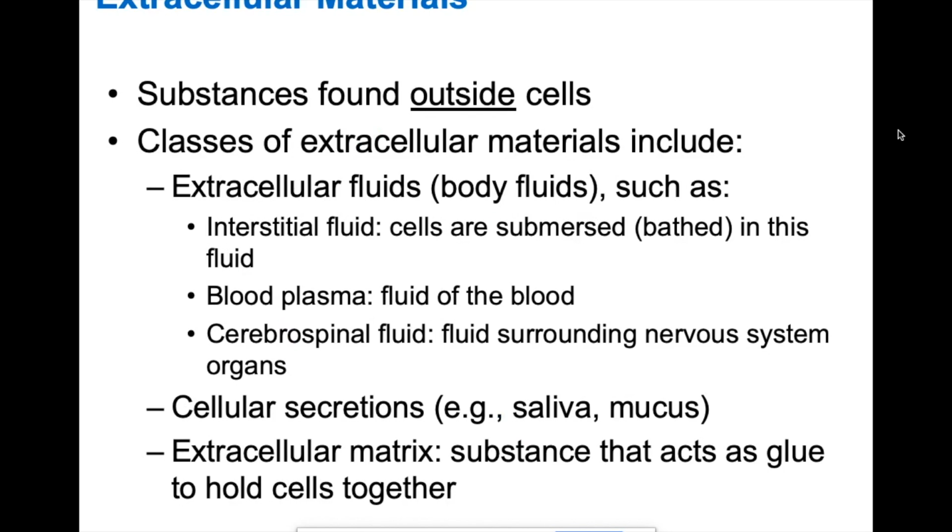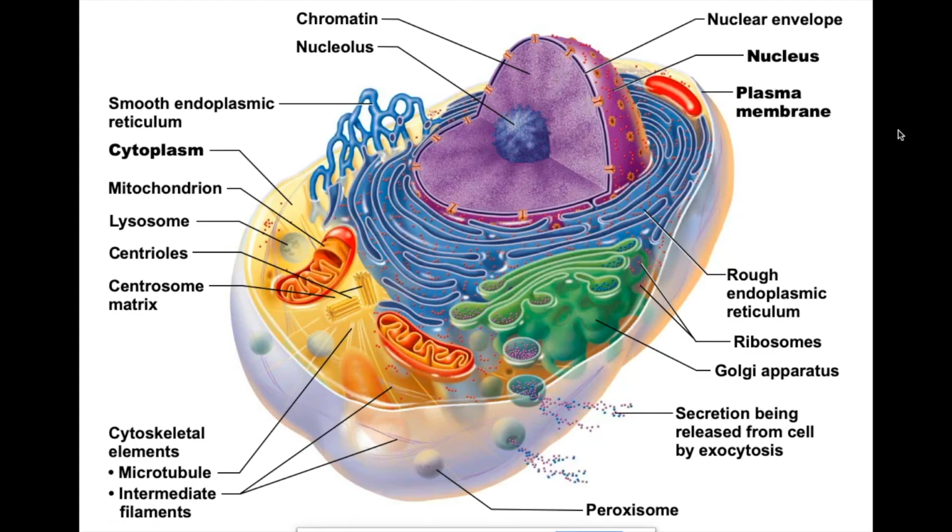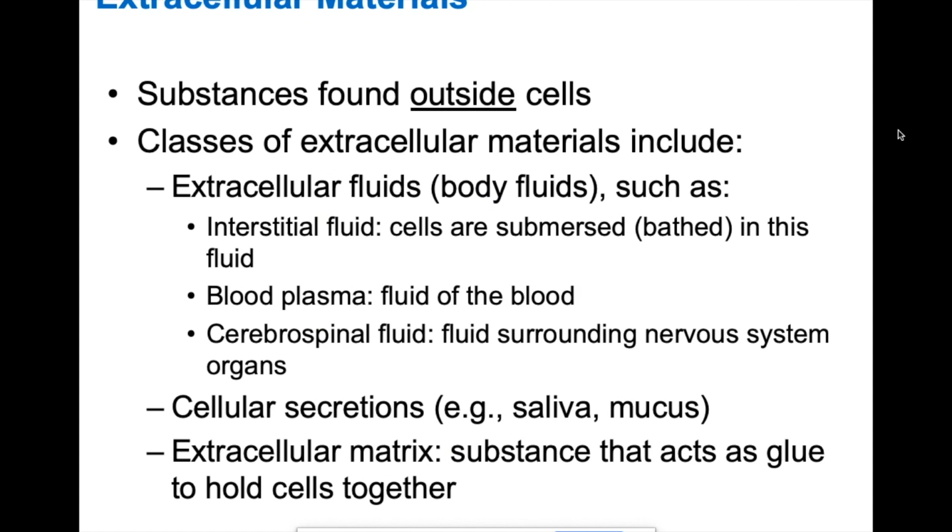So we have our intracellular material, which you can say here. So intra, inside. You also have extracellular material, which is outside of the cell. Some of that can be the surroundings of the cell, or it can also be projections from the cell itself. So these are all substances found outside of cells. You have different classes of extracellular material, and here are some of the ones we're going to be talking about.